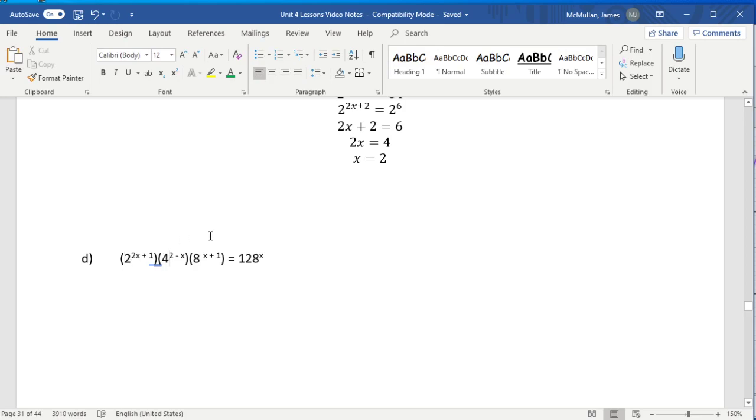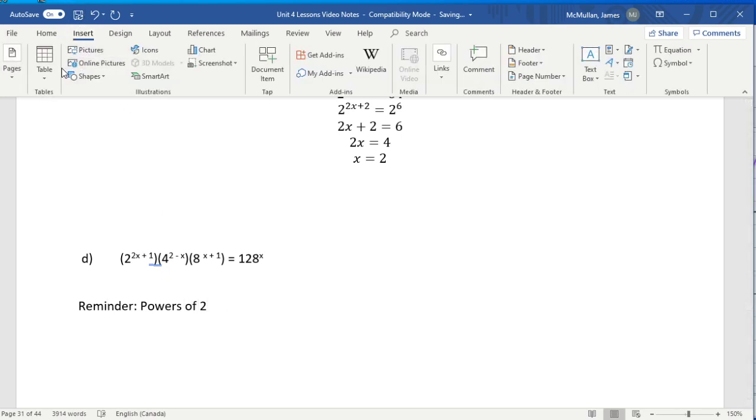Now here's a good one. 2 times 4 times 8 equals 128. So let's just remind ourselves of the powers of 2. Okay, so let's make some powers of 2 here.